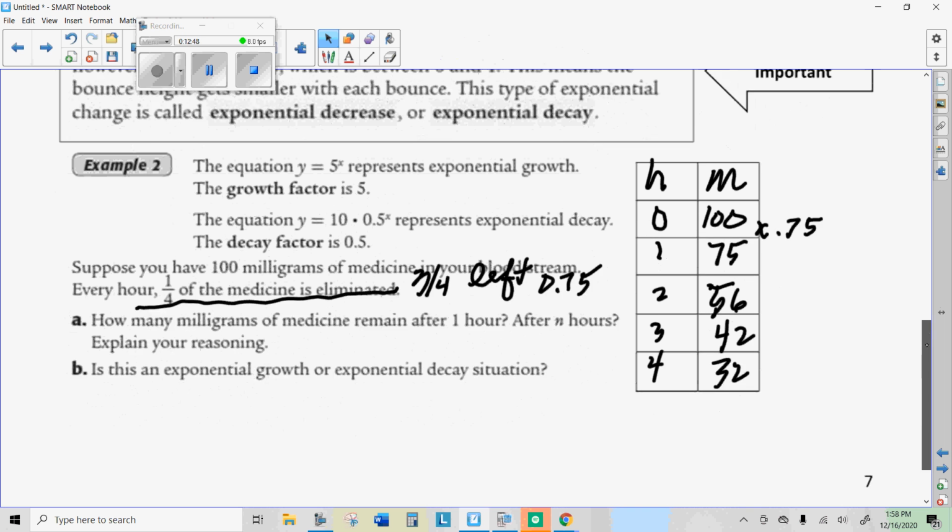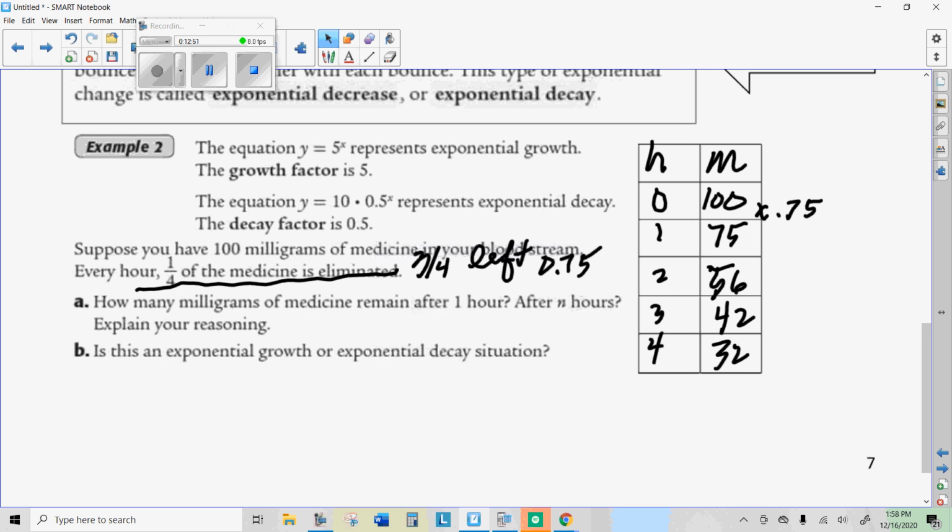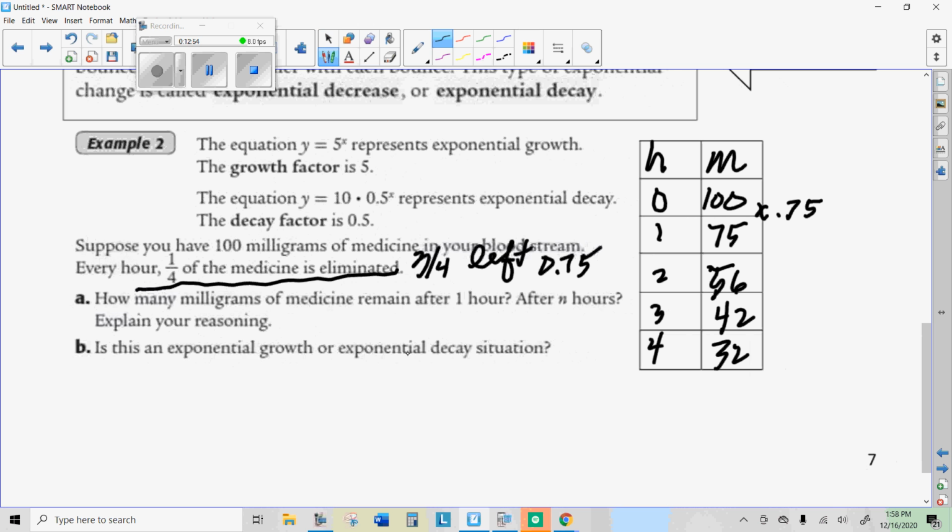So since we are going down, this is exponential decay. And actually, our decay factor is the number we're multiplying by, which is 0.75. We're actually losing 25% every time with the medicine. Now, I rounded these numbers to the nearest whole, so yours might look a little different than that. But here's what the equation would look like.